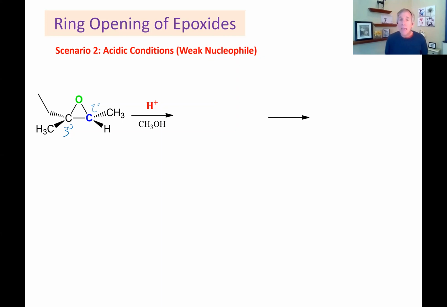And now the chemistry is in an acid solution. The first step is always plus loves minus, and we got a weak nucleophile. So we're not doing SN2 attack at all at this point. We are going to let this oxygen fall in love with that hydrogen and become protonated.